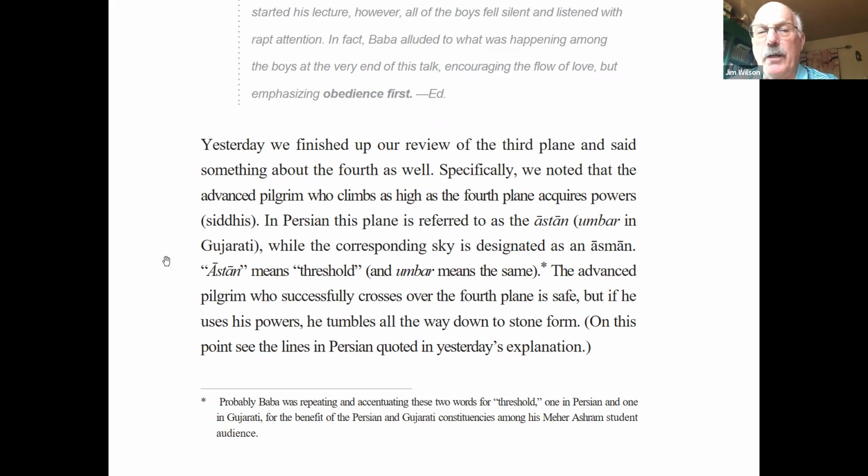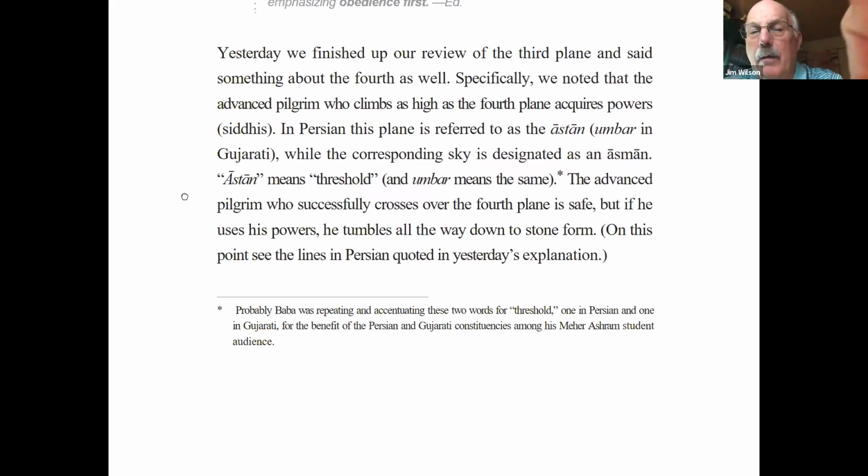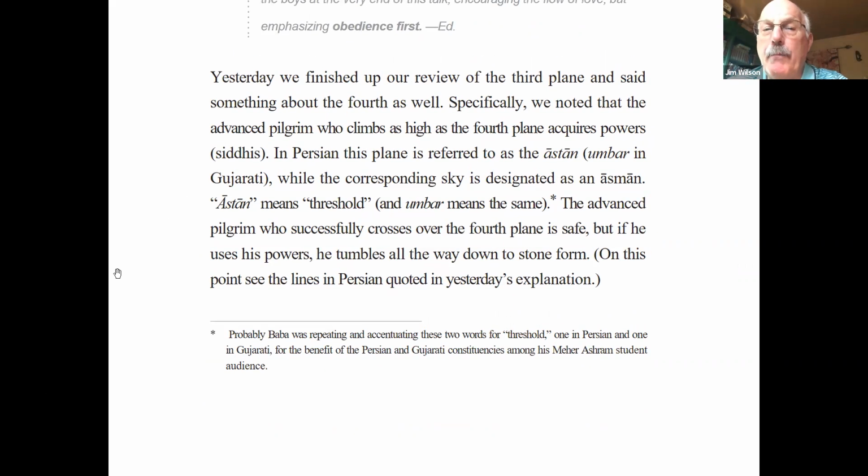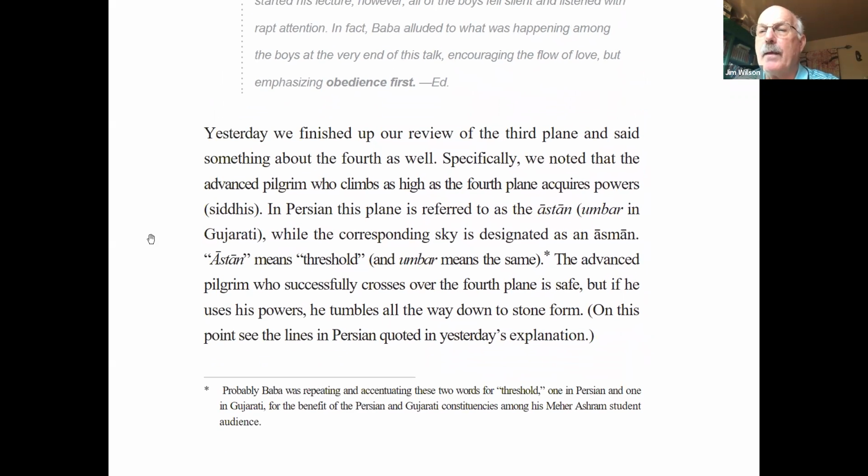The footnote would be down here. Let's see. There we go. Probably Baba was repeating and accentuating these two words for threshold, one in Persian and one in Gujarati, for the benefit of the Persian and Gujarati constituencies among his Meher Ashram student audience.